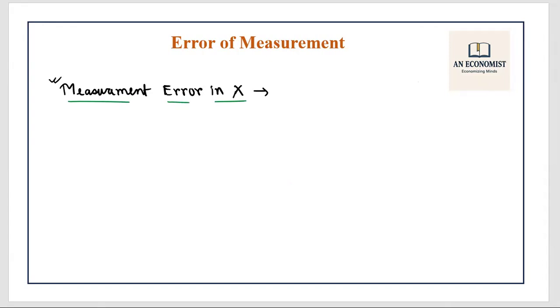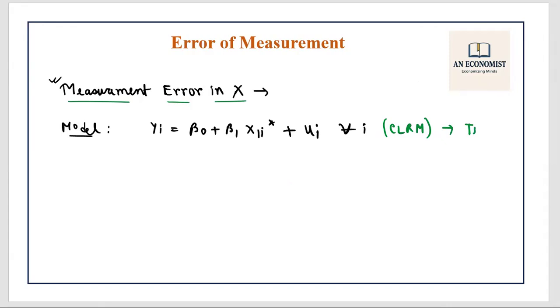So let us start with the model as usual. The model here looks like this. yi is the outcome variable. Then you have beta naught plus beta 1 x1i star, where suppose this star is the original variable which is not directly observable, plus epsilon i, for all i. And we assume that all the assumptions of CLRM are holding. This is basically the true model or the correct model that we should follow in our context, for our purposes.